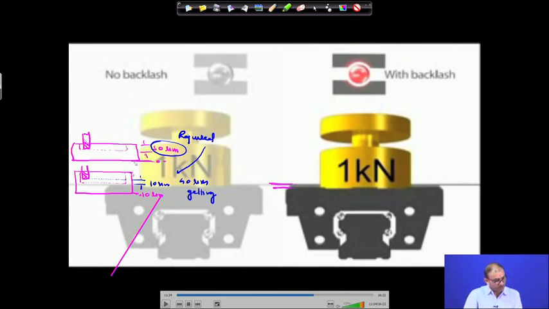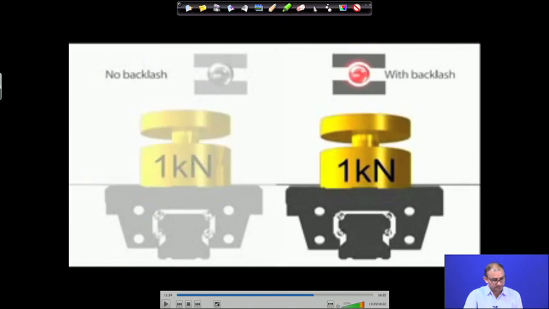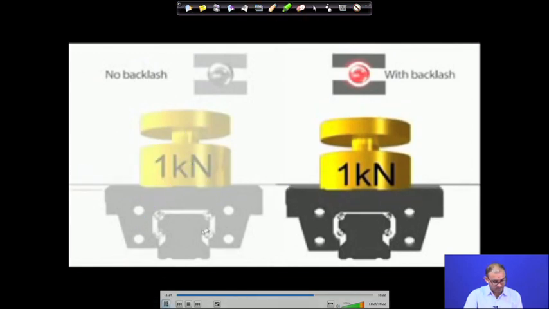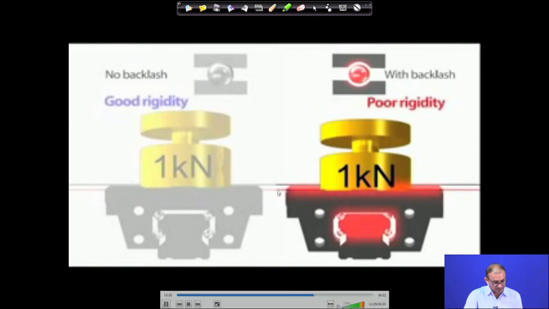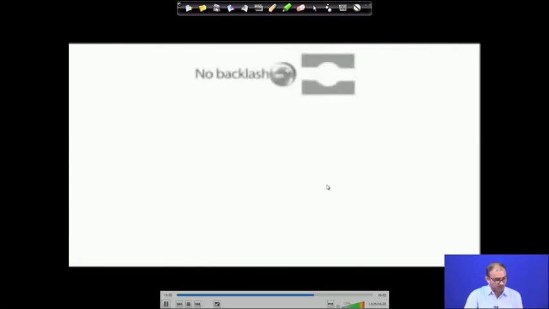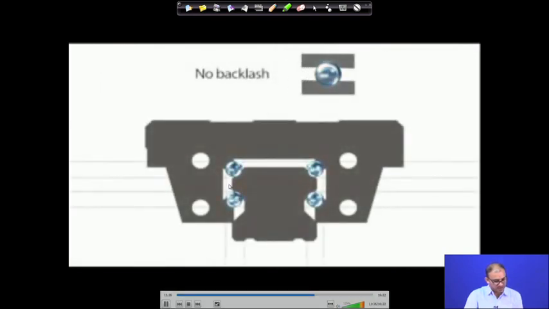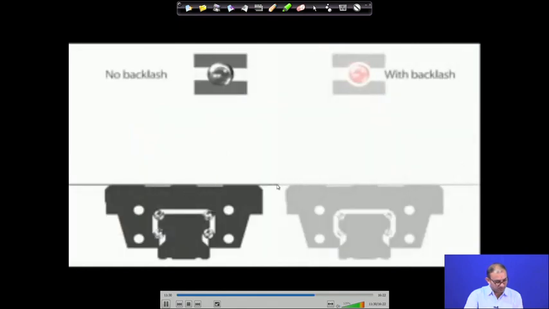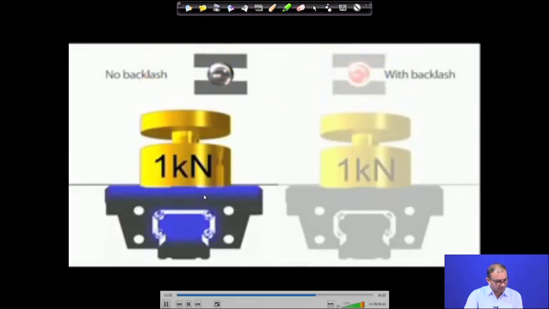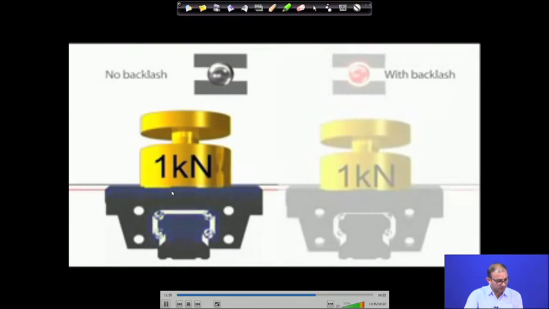It is very difficult to realize this during machining, but when you complete the machining and measure the dimension, only then will you find that there is an error. So it is better to avoid backlash. This is the deformation: your reference line is shifted and it has poor rigidity. When there is no backlash, your reference line will not shift, and whatever loading is there will be taken care of by the parts.